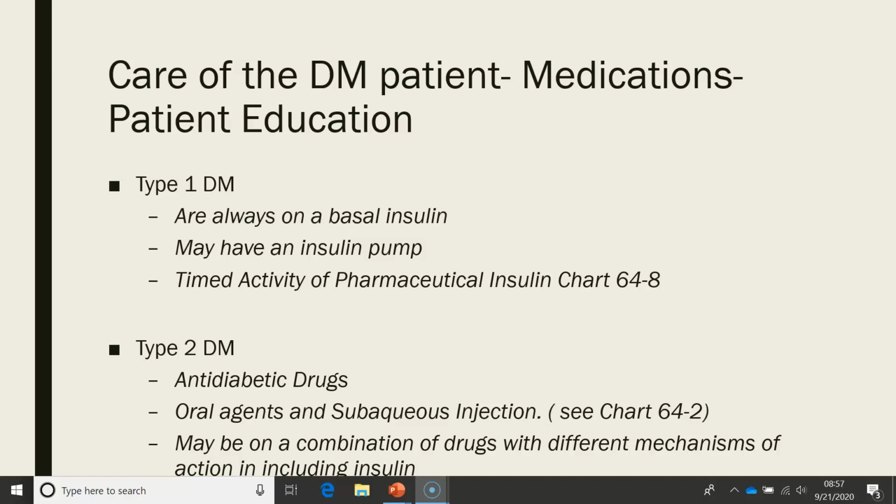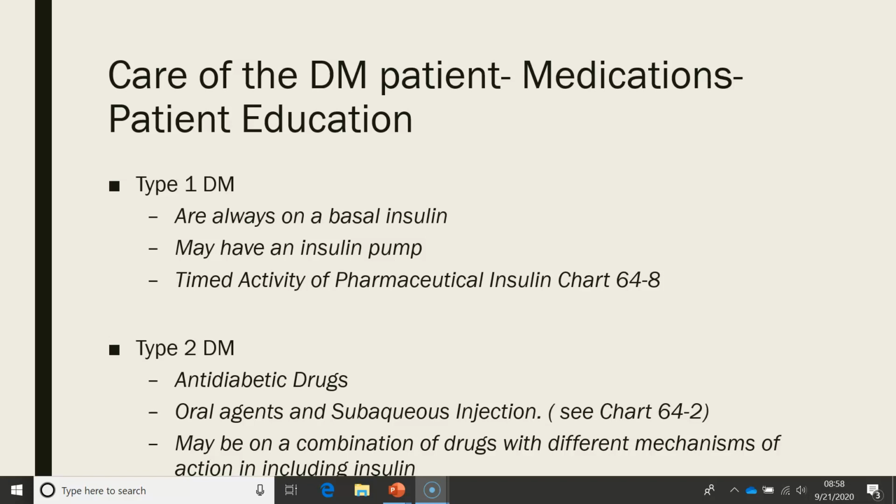Now, our type 2 diabetics, a lot of times they're on anti-diabetic medications. They're a lot of times on oral agents or subcutaneous injections. See chart 64-2. Most of the time, they're on a combination of drugs with different mechanisms of action, and sometimes this does include insulin if the patient's pancreas has become tuckered out and isn't making enough insulin to support the patient.